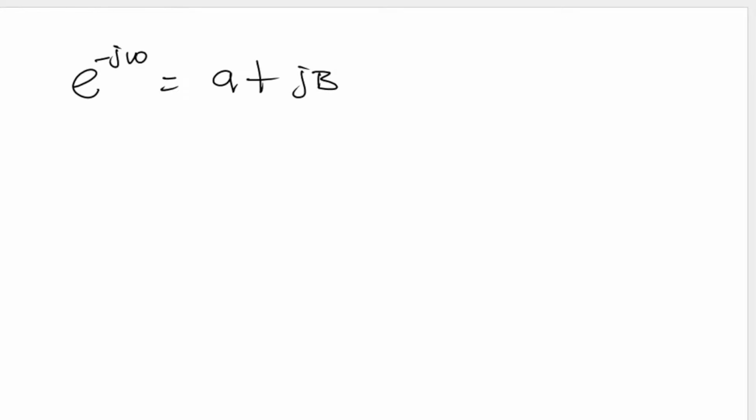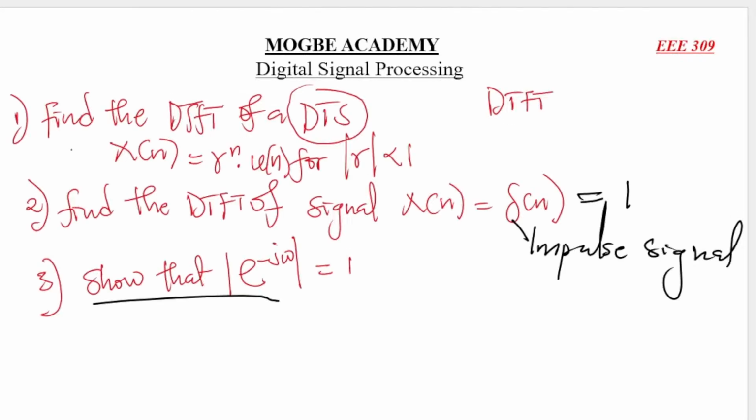Now recall that our question is to get the absolute value of what we have here. The absolute value is simply the magnitude of exponential minus JW. And they said when we apply the magnitude of exponential minus JW, that will be equal to 1. Are we together?